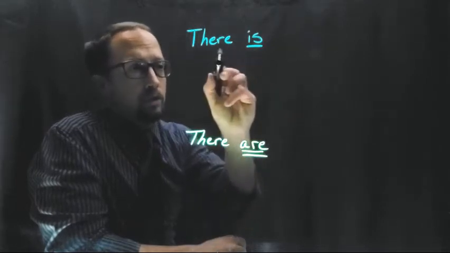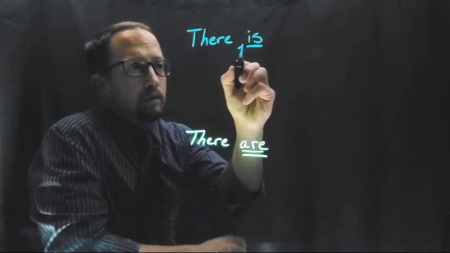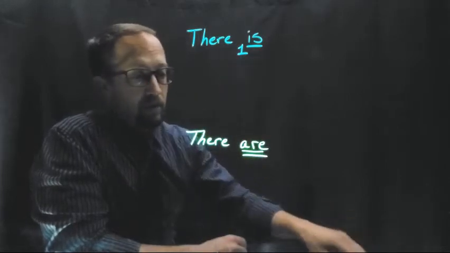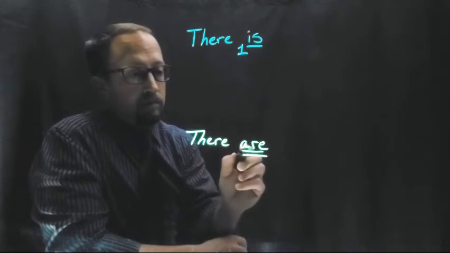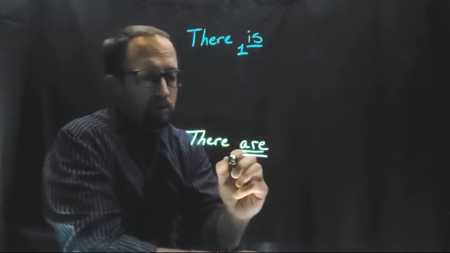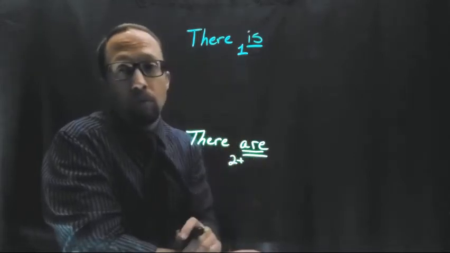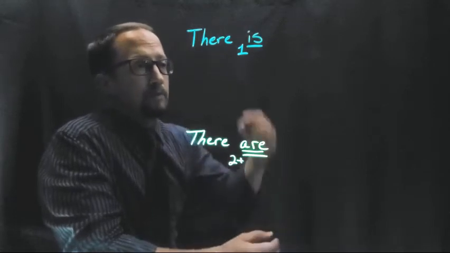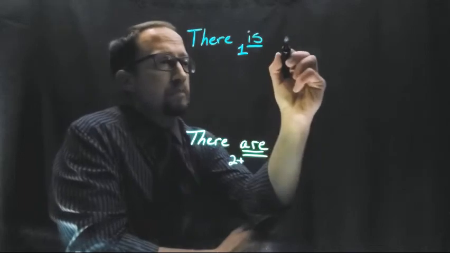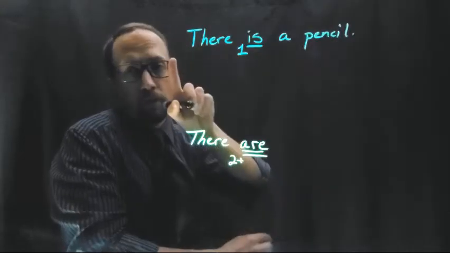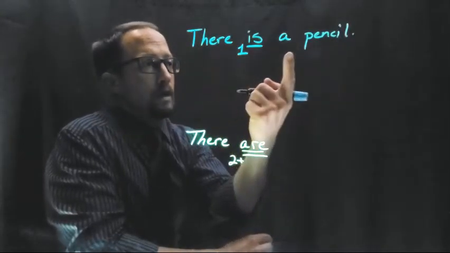First, we need to know there is for one thing or person. There are is for two or more. Two or more. Okay? So we can say there is a pencil. Just one. There is a pencil.